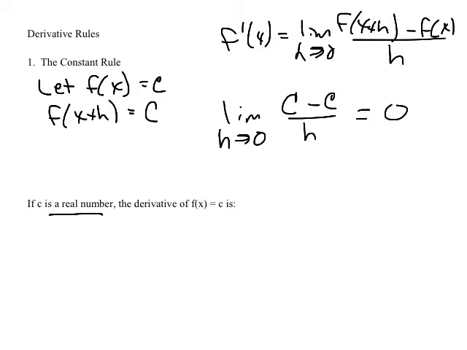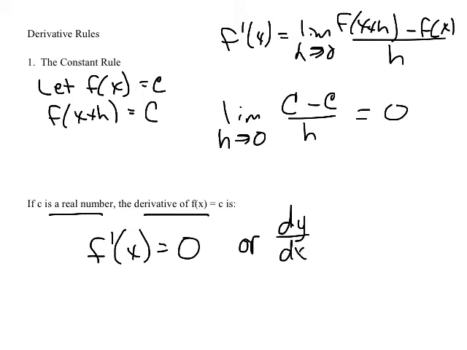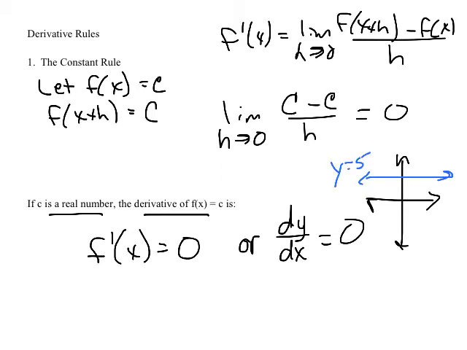If c is a real number, the derivative of any constant value, f prime of x, is equal to 0. Or, in Leibniz notation, dy dx is equal to 0. The derivative of any constant is 0. If you think of that as a function, if my function is a constant, that's like a horizontal line. So let's say y is equal to 5. Well, we know a horizontal line has a slope of 0, which is basically what the derivative is. So it all kind of ties into what we are used to.